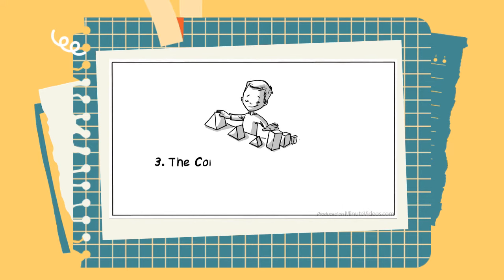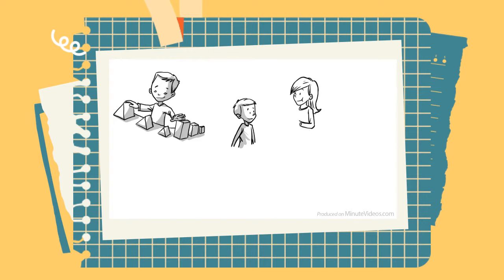3. The concrete operational stage, ages 7 to 11. We finally discover logic and we develop concrete cognitive operations, such as sorting objects in a certain order. One example of this is inductive reasoning, which means that if we see someone eating a cookie, we can draw a conclusion and then make a generalization.